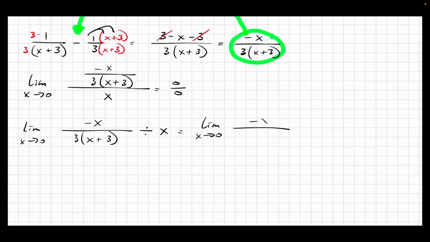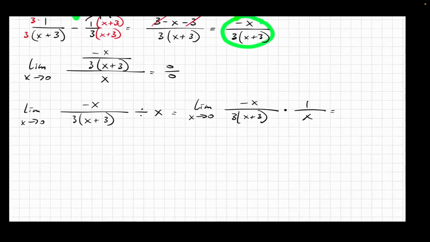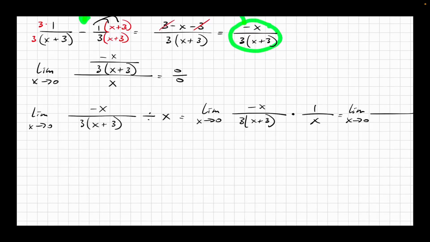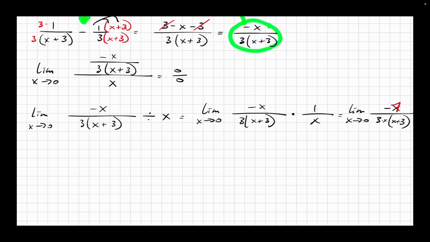Okay, so we're going to keep the first one, change to multiplication, flip reciprocal second one. So now we're gonna multiply straight across. I get the limit as x approaches 0, and it's negative x over 3 times x plus 3. The x's are going to cancel out because they're both monomials and they're both in the front. So I have the limit as x approaches 0, negative 1 over 3 times x plus 3. So then when I plug in 0, I can only plug it into the bottom. So it's going to be 3 times 3, and you'll get negative 1.